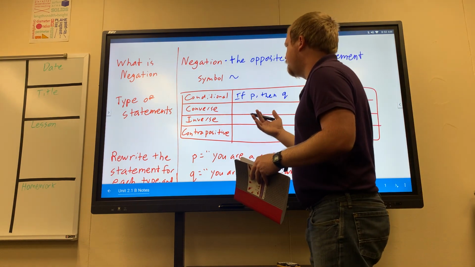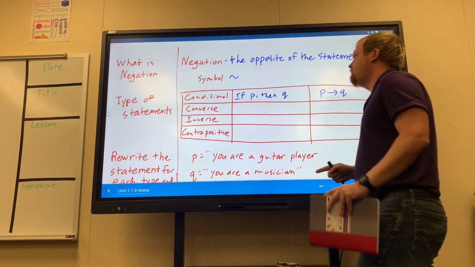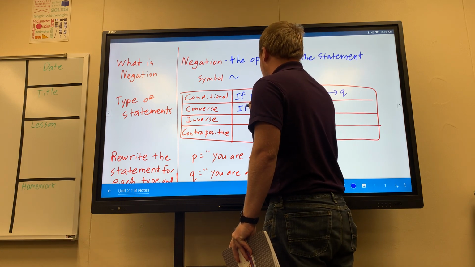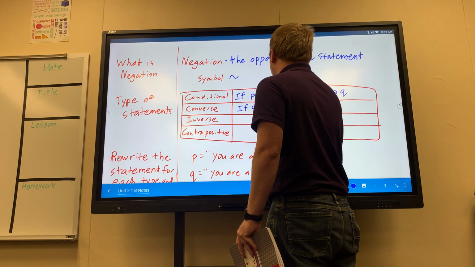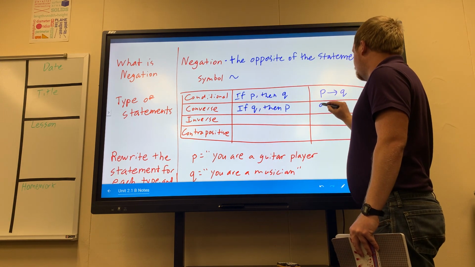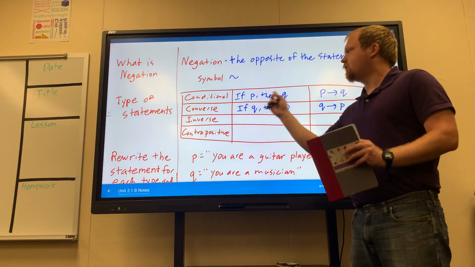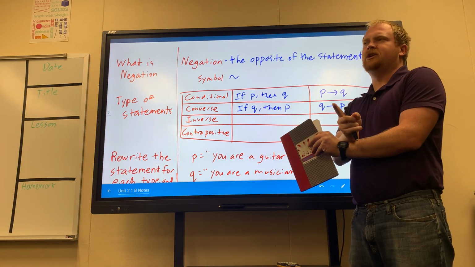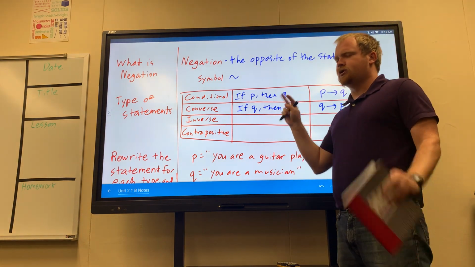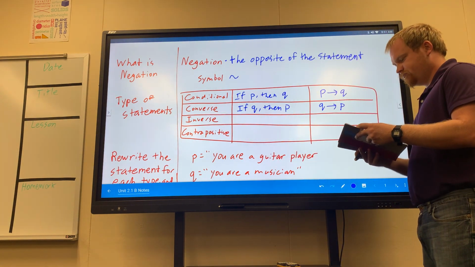Now the converse of this is basically when you reverse it. When you reverse the Q and the P. So instead of if P then Q, if Q then P. Which means I'm going from Q to P. Okay? So converse is when it's just switched. The P and the Q are switched. So now your conclusion is becoming your hypothesis.